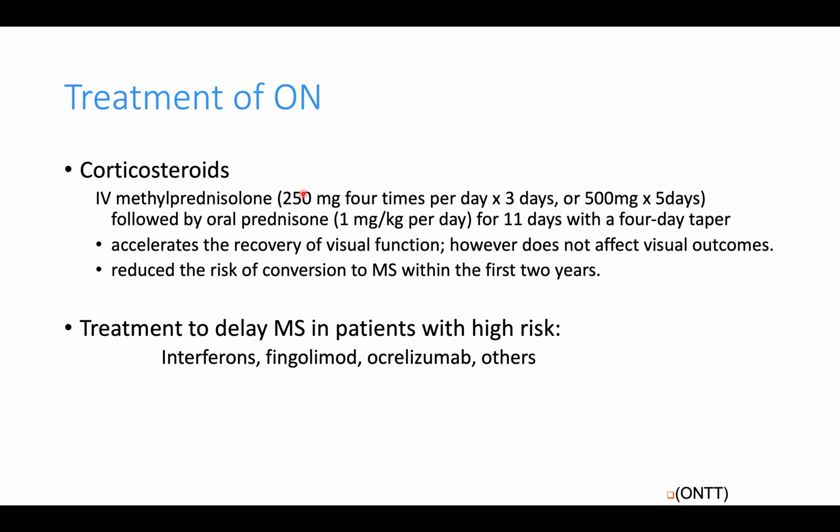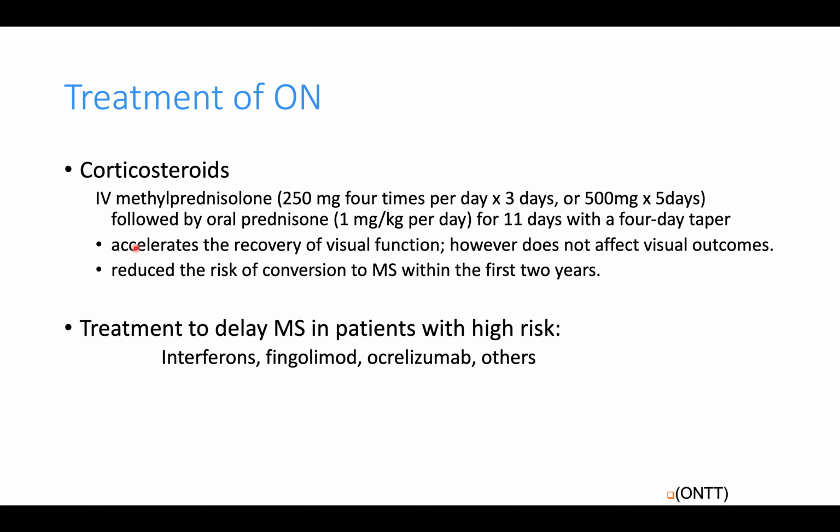So what is the treatment of optic neuritis? It is corticosteroids, specifically IV methylprednisolone, 250 milligram 4 times per day for 3 days, or 500 milligram for 5 days, then followed by oral prednisone, which is 1 milligram per kg per day for 11 days with a 4-day taper.